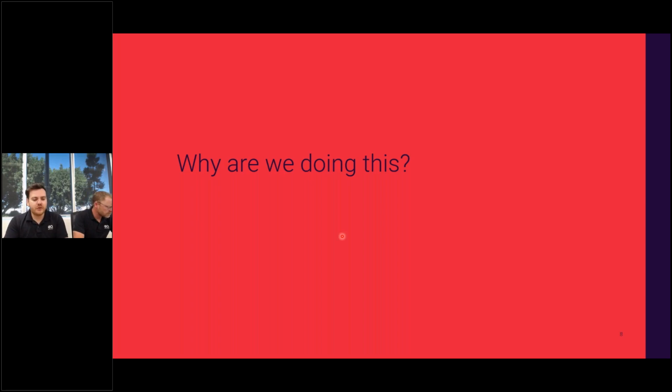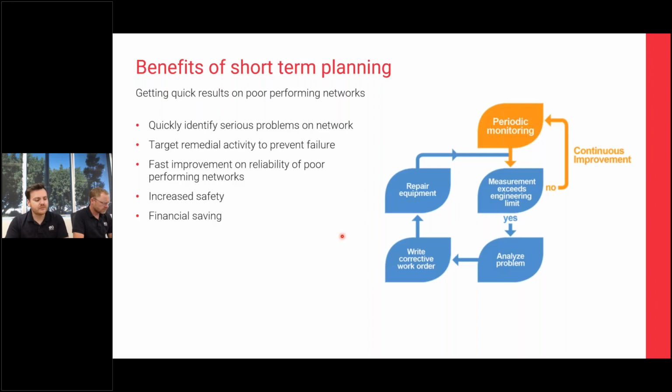So one of the most important questions is, why are we doing this? And by this I mean, why are we trying to get long-term data trending and data management going? What are the benefits of this? So one of the ways that the UltraTev Plus 2 can be used and PD in general can be used is for quite quick short-term planning. And what that is, you go out, you do your PD testing, you identify problems on the network, and you analyze them and do the repair and remove that defect from your network.